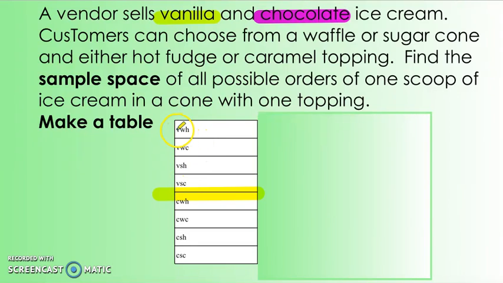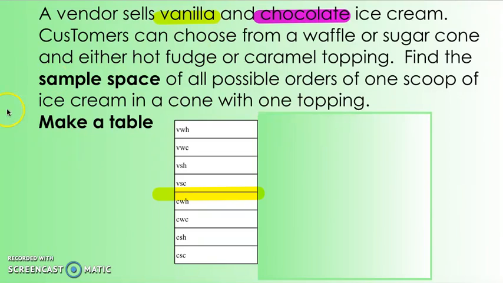So I could have vanilla, waffle, hot fudge. Vanilla, waffle, caramel. Then vanilla, sugar cone, hot fudge, vanilla, sugar cone, caramel topping. Then on the bottom, I could have the same exact order. However, my type of ice cream is switched to chocolate. So instead of a V in front, I just changed everything and put a C in front. So if I count up all these different possibilities, I notice that I get 8 possibilities.